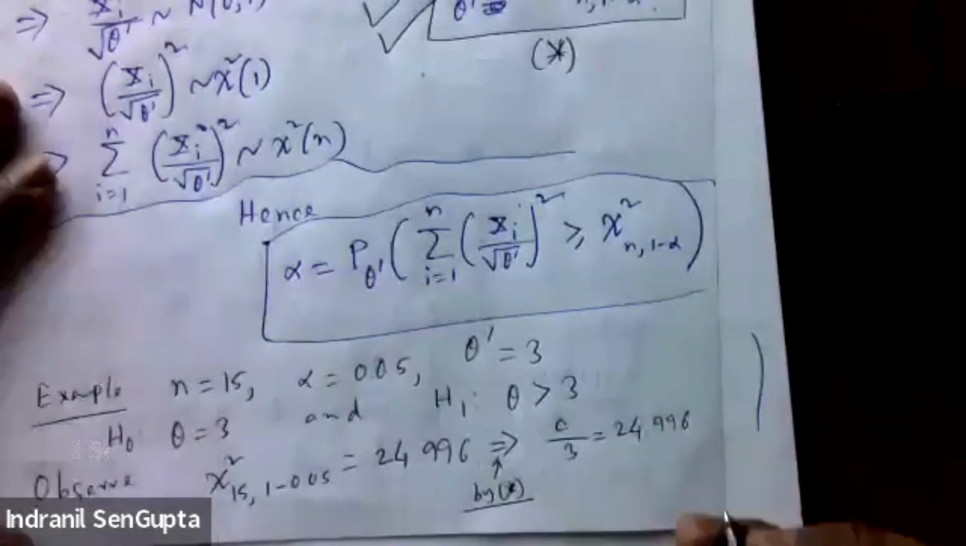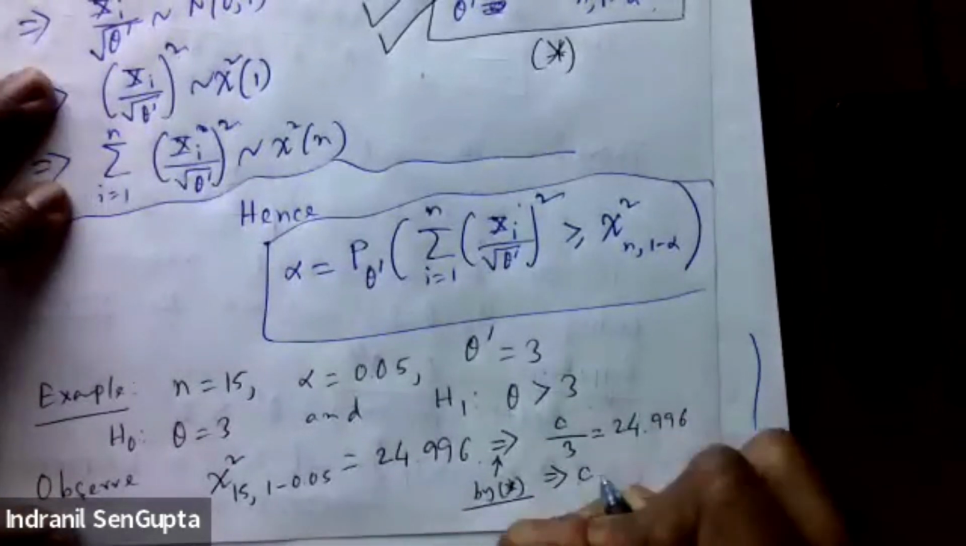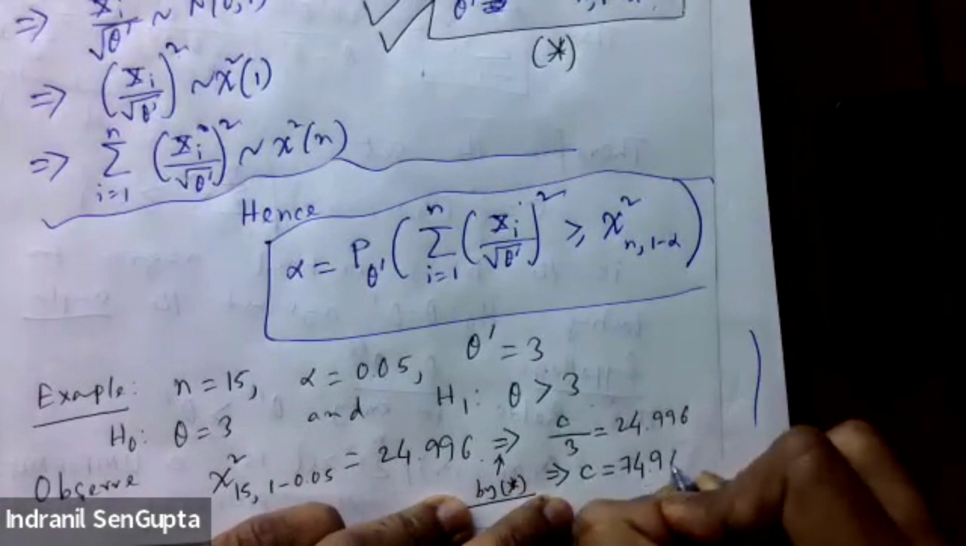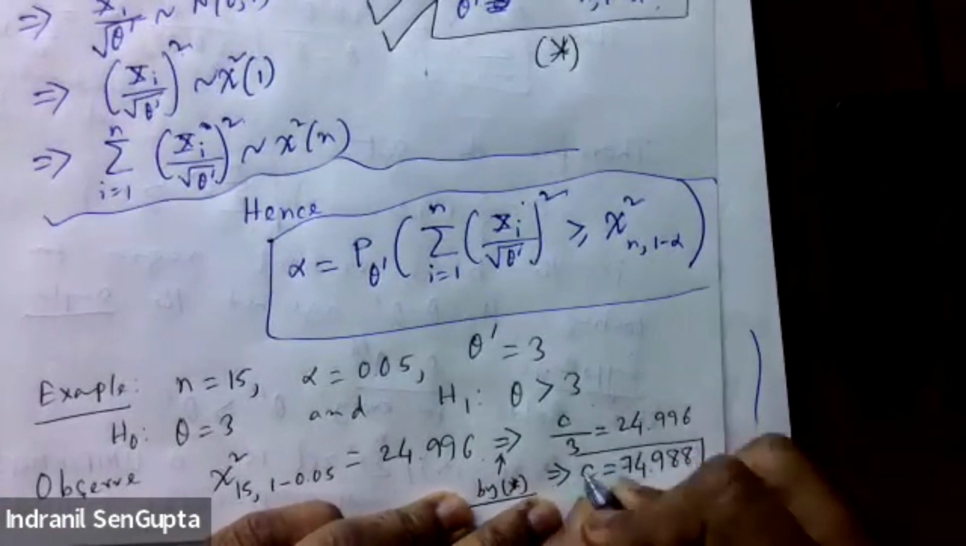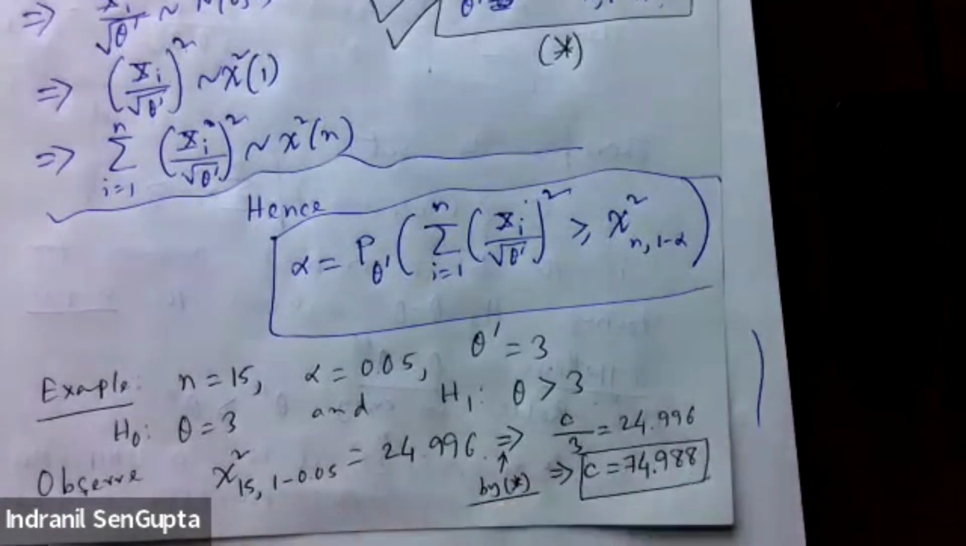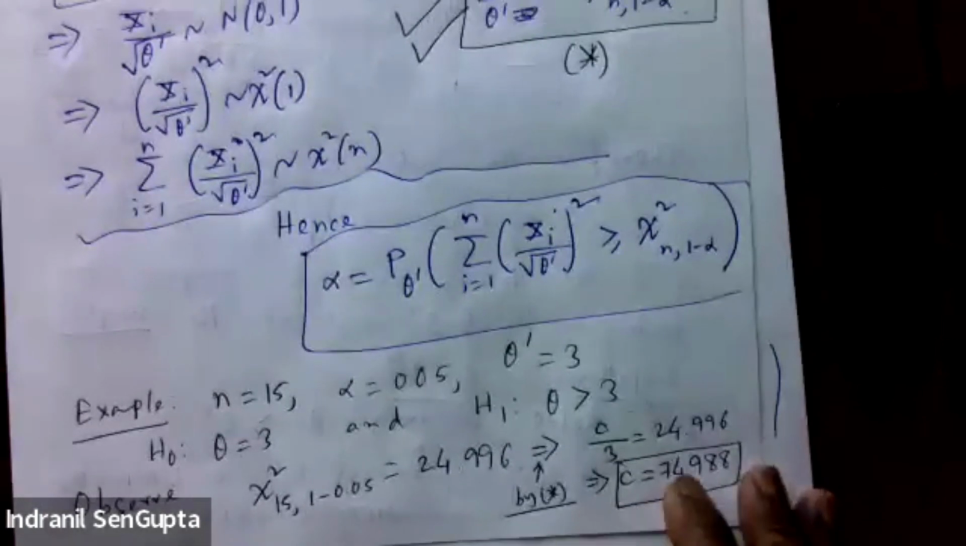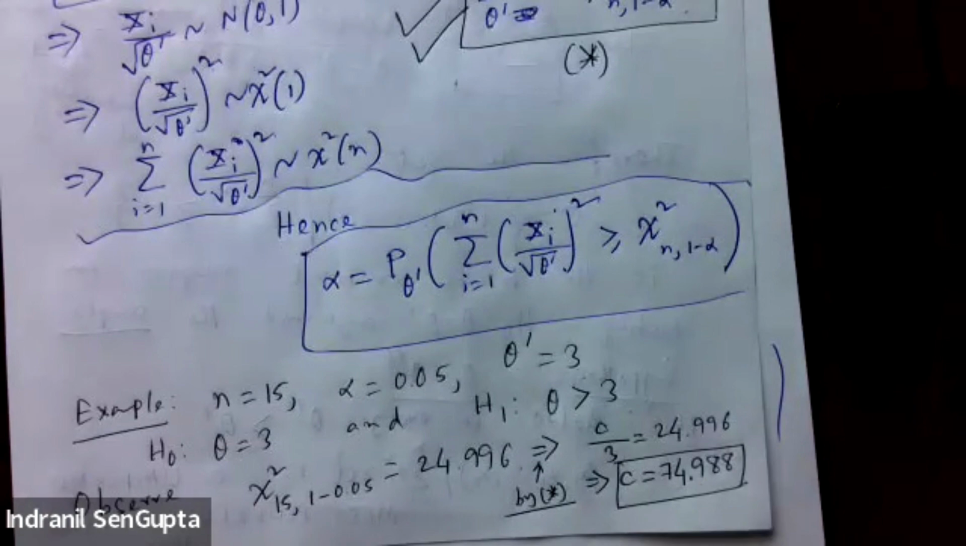Okay. And therefore, what is C? C is 74.988. So this is the value of C which should be used for the uniformly most powerful test.